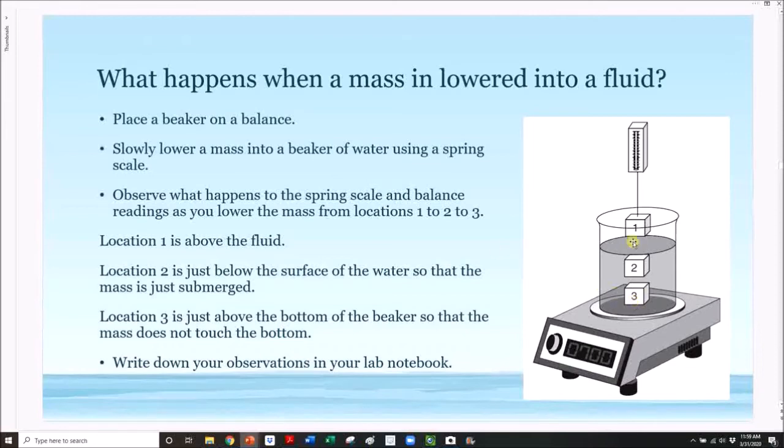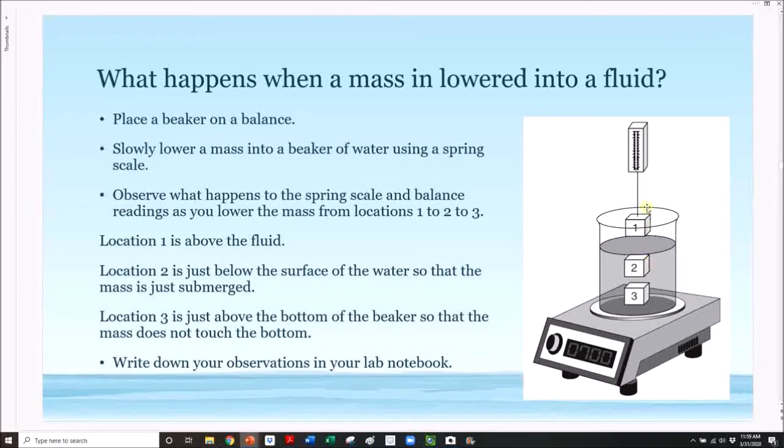Okay, and I asked you guys to observe what happens as we descend. And we found that as we go from 1 to 2, from above the fluid to just below the surface of the fluid, the scale reading here decreases because the buoyancy force goes up as we displace more and more fluid.